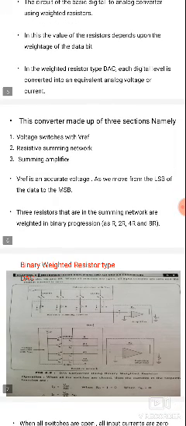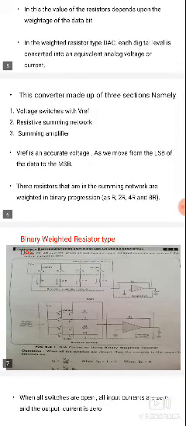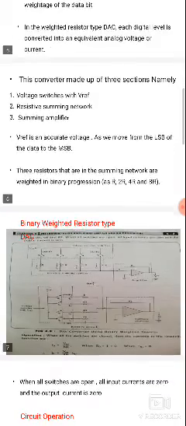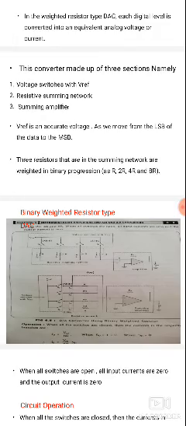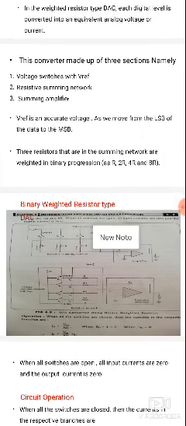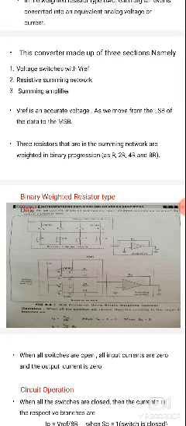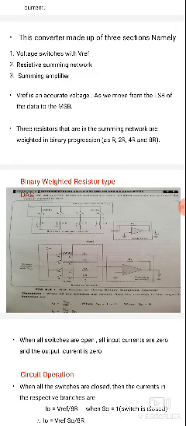In the weighted resistor type digital to analog converter, each digital level is converted into its equivalent analog voltage or current. The converter is made up of 3 sections. The first is voltage switches with V reference, the second is the resistive summing network, and the third is the summing amplifier. V reference is an accurate voltage, as we move from the LSB of the data to the MSB.